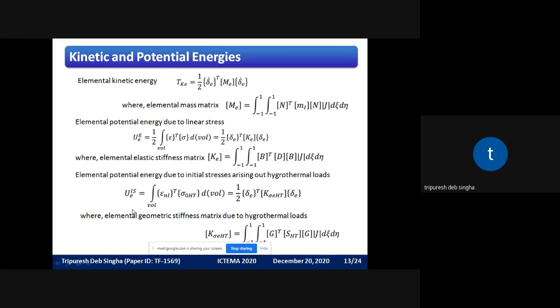And the elemental potential energy due to the initial stress arising out of the hydrothermal effect is calculated using this formula, where epsilon NL is the nonlinear strain components, as I have already mentioned, and sigma 0 HT is the initial stress vector due to the hydrothermal effect. Ultimately we will get half delta_E transpose K sigma E HT delta_E, where K sigma E HT is the geometrical stiffness matrix for the element due to the hydrothermal effect.